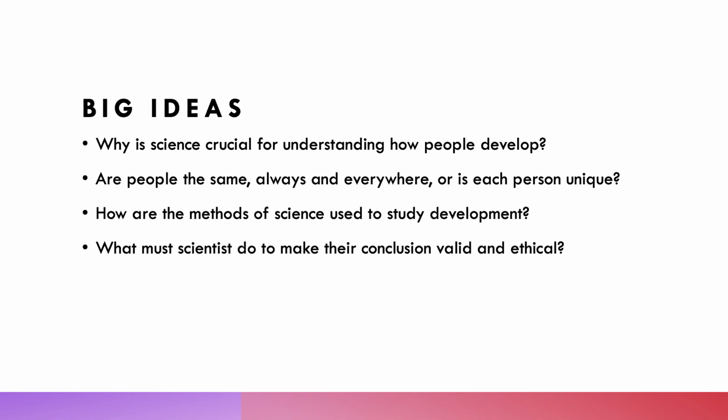By the end of the week, the things that you should know are: why is science crucial for understanding how people develop? Are people the same always and everywhere, or is each person unique? How are the methods of science used to study development? And what must scientists do to make their conclusions valid and ethical?